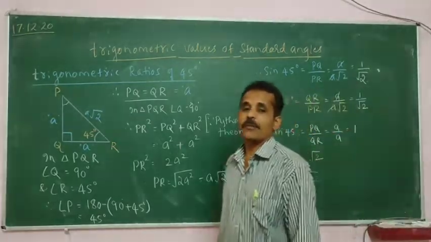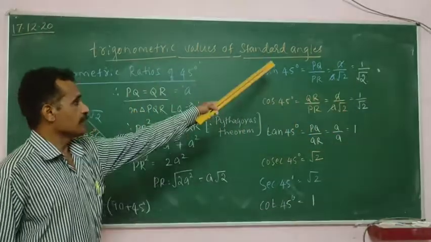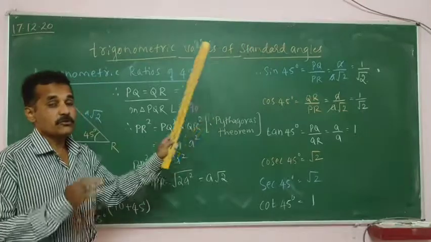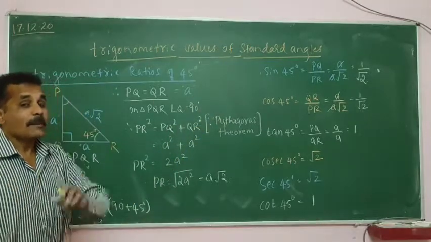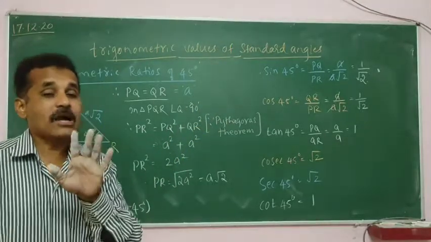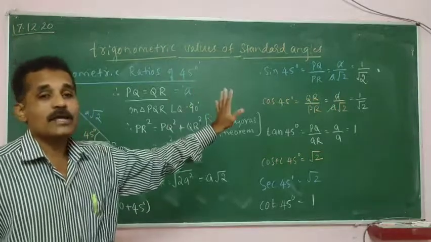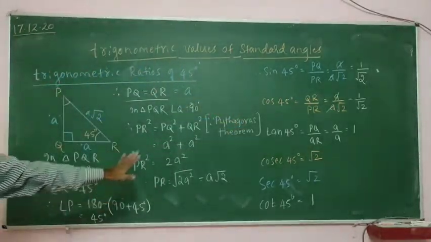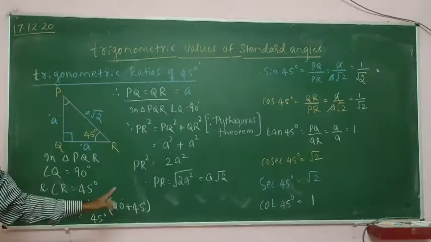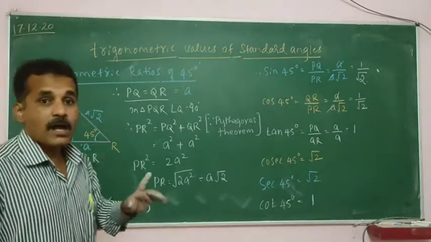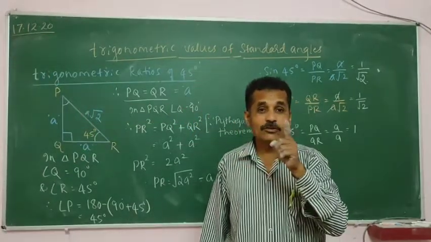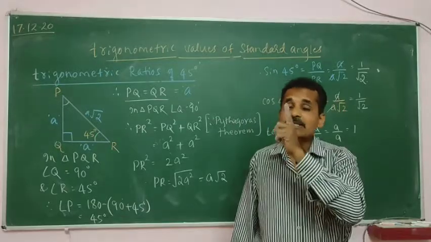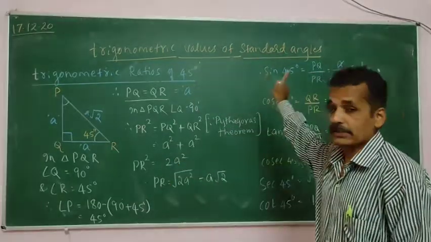These are the trigonometric ratios of 45 degree. These values have to be remembered. But at the end of this video, I will tell you how to remember these values. But now you see the derivation, how to derive the trigonometric ratios of 45 degree. After this, I am going to derive the trigonometric ratios of 30 degree as well as 60 degree. First, you note all this.